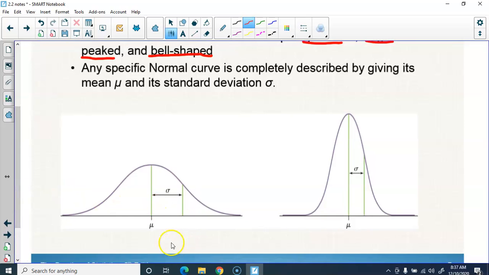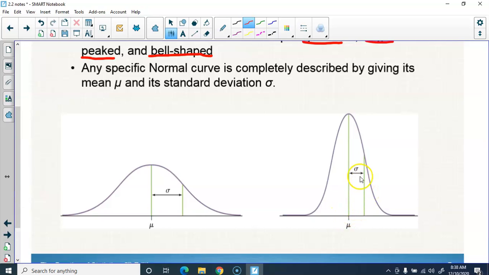So the mean is the center. That's going to be, for a normal curve, always the maximum. And remember, standard deviation is how spread out your data is from the mean. So if on the left one we see that our data is much more spread out, our standard deviation will be much larger.